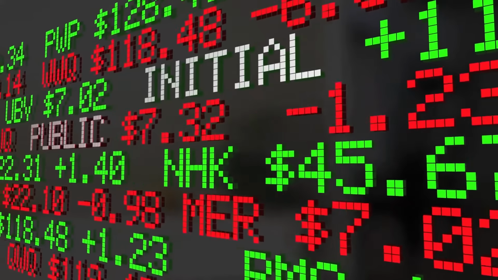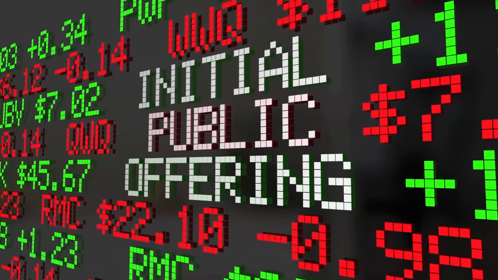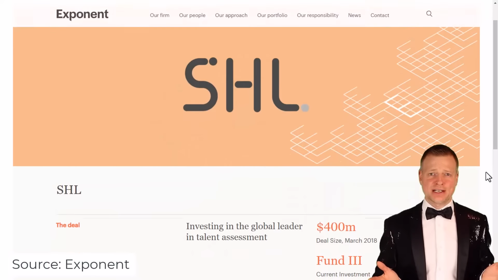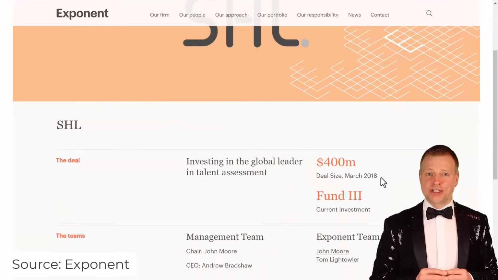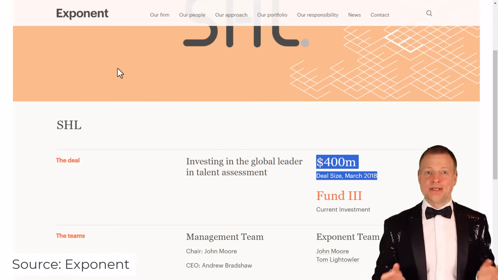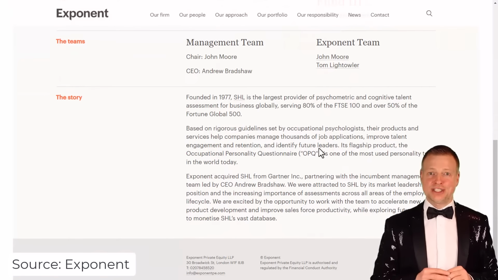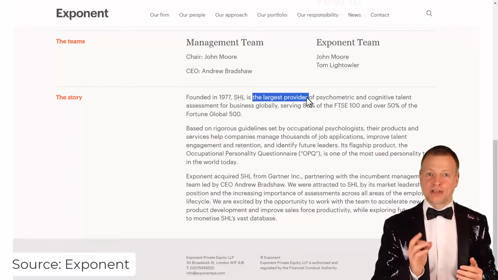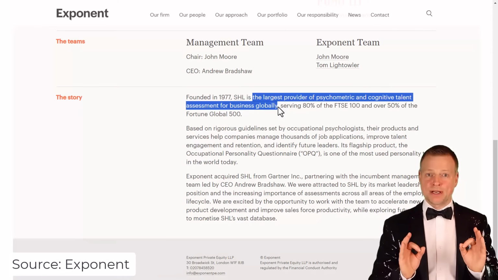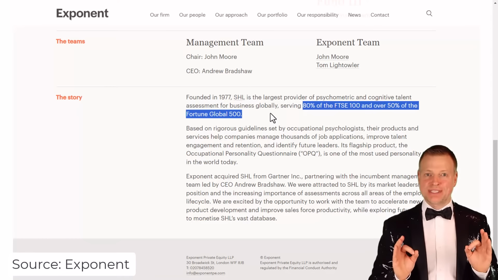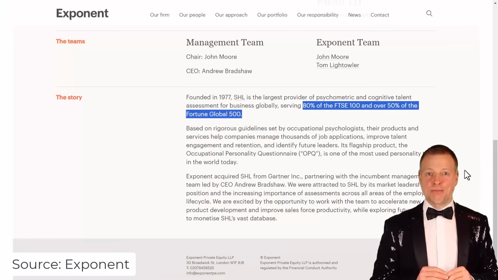SHL's business grew so well that in 1997 it went public on the London Stock Exchange. Another 20 years later, in March 2018, it was acquired for $400 million by the private equity firm Exponent Private Equity, which proudly announces that nowadays SHL was, quote, the largest provider of psychometric and cognitive talent assessment for business globally, and served 80% of the FTSE 100 and over 50% of the Fortune Global 500 companies.